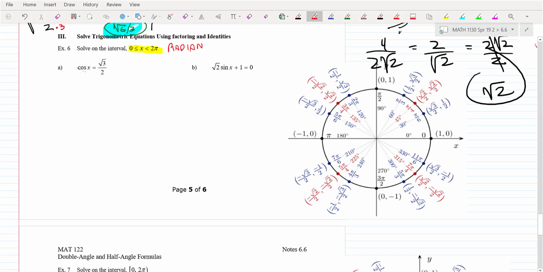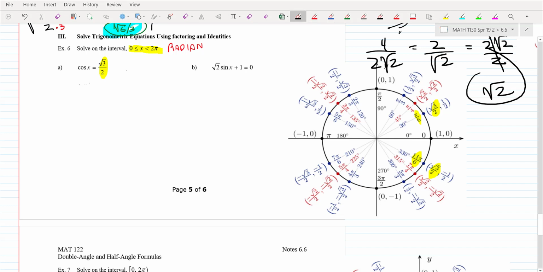All right, so this one is kind of the standard. The trig function's isolated. So what you do is you just look on the unit circle and you figure out where that happens. Okay, that's easy to do. The cosine is the x value. So one place it happens is at pi over 6. The other place it happens is 11 pi over 6.